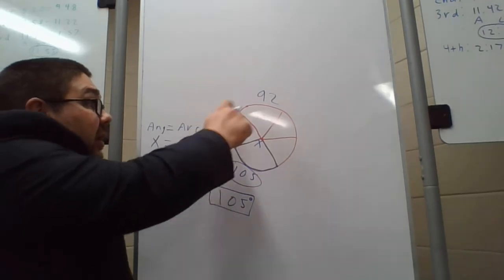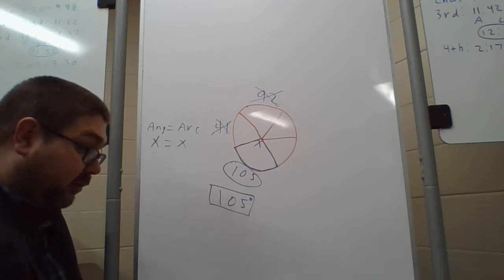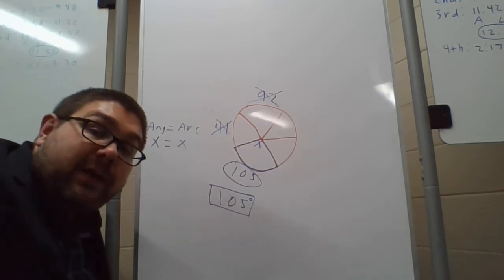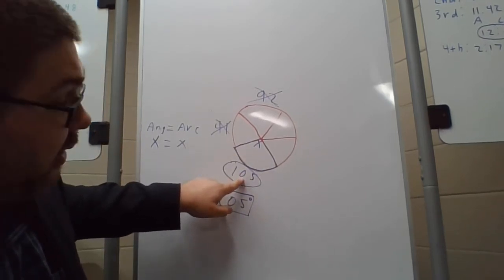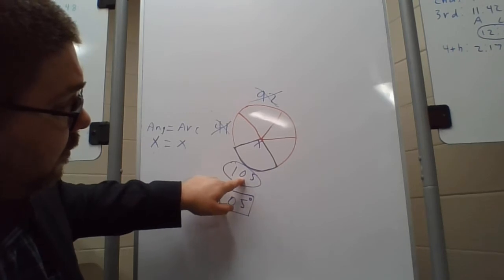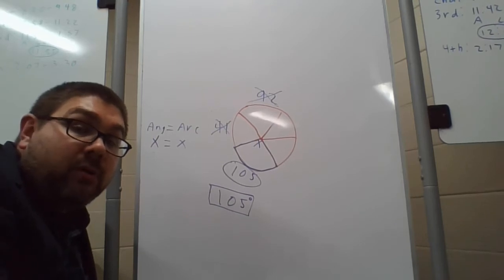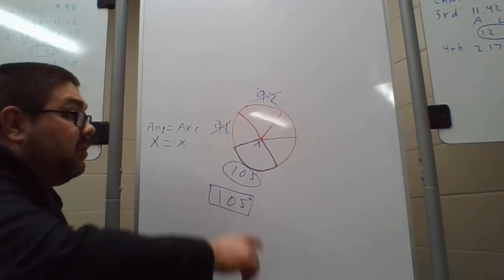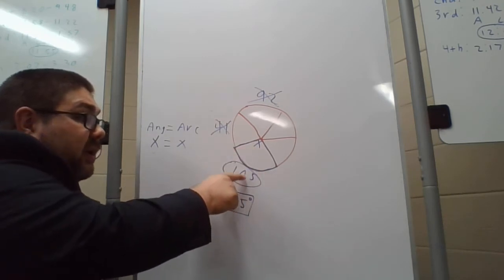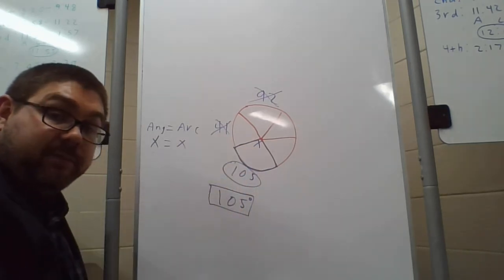This 41 and this 92 on this problem mean nothing. We don't care about those numbers. All we care about is what is the corresponding angle, or arc that goes with that central angle. That's all that we care about. This angle corresponds to this arc. It's a central angle, so they are the same.